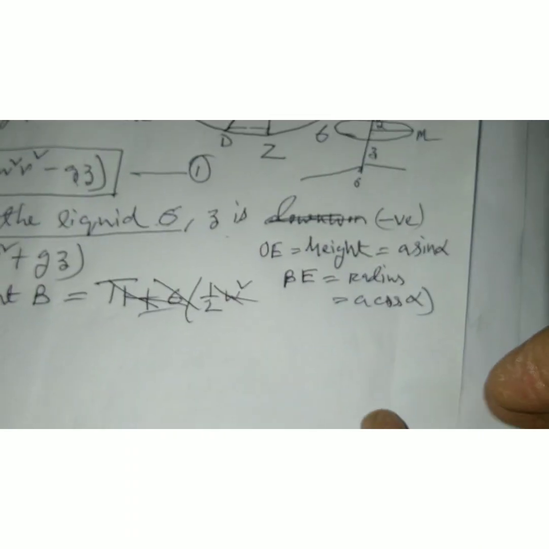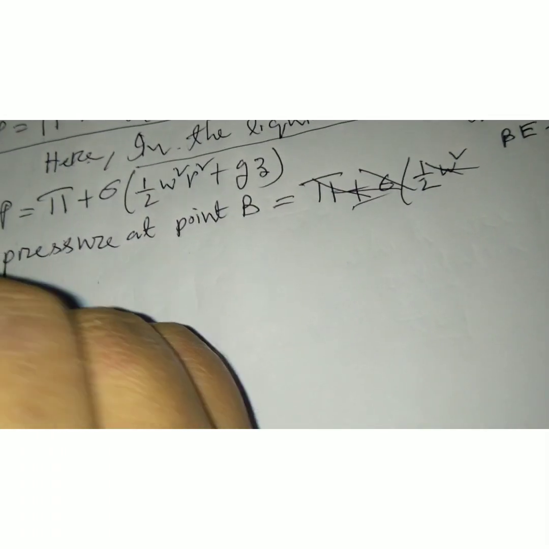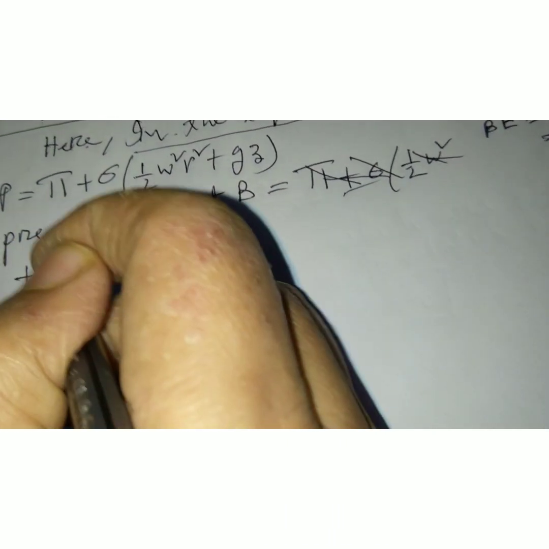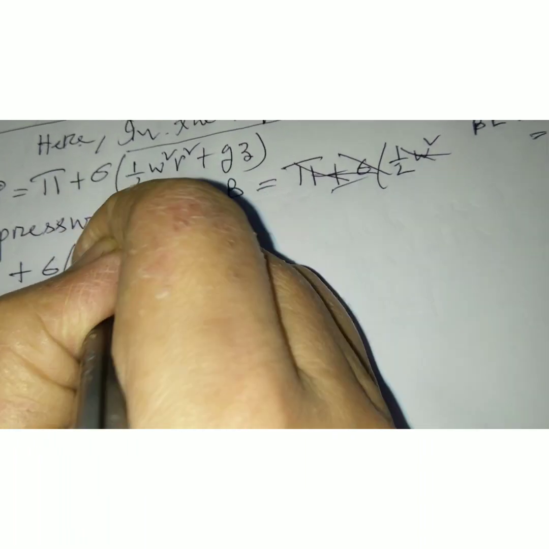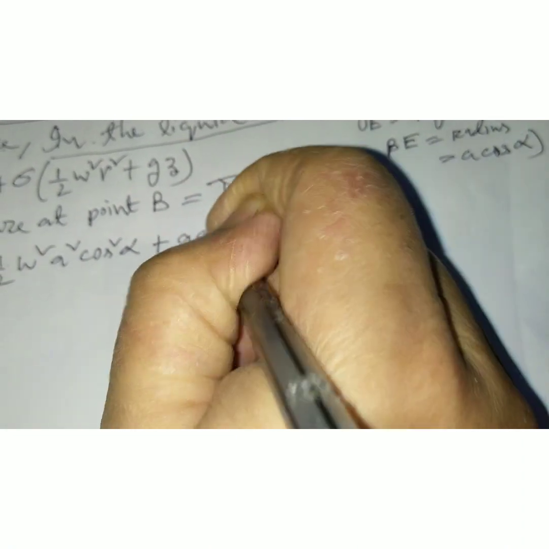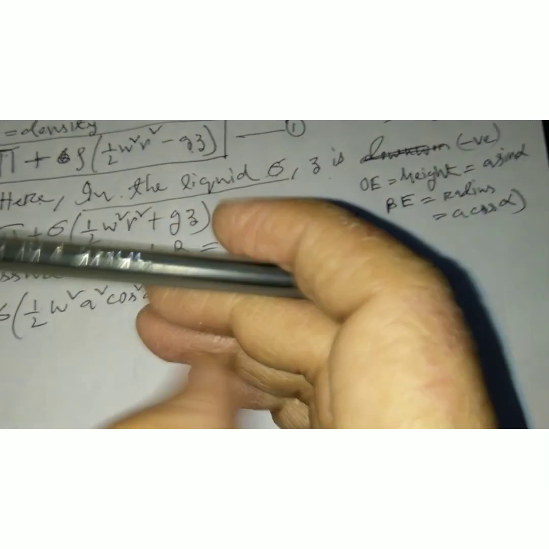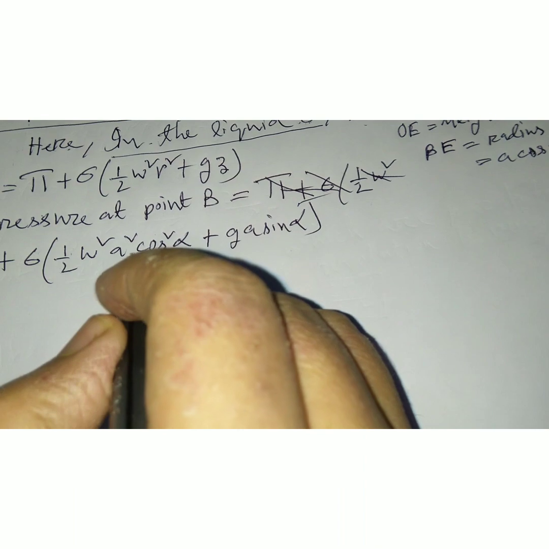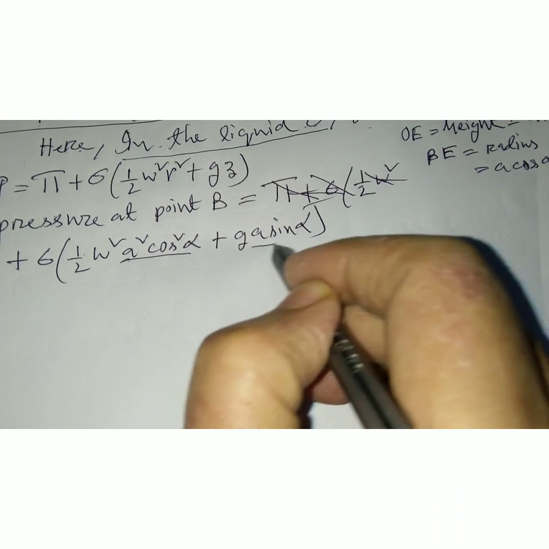Remember this. This question is very simple. So I will write down sides. The pressure at point B is equal to capital pi plus sigma half omega square. R means A square cos square alpha, plus g into A sin alpha. Remember, this is the main reason: A cos alpha is the radius and A sin alpha is Z.